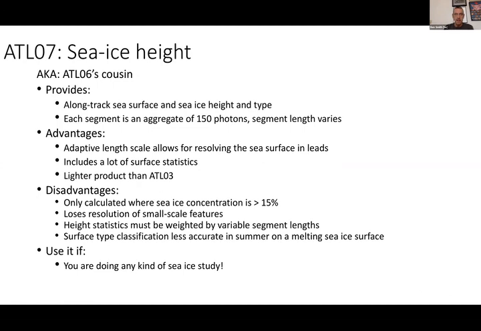ATL07 is the basic measurement for sea ice height. It provides a long track sea ice surface and sea ice height and type. It puts together 150 photons, so it's measuring at variable resolution in contrast to the land ice products that measure at a fixed horizontal resolution.